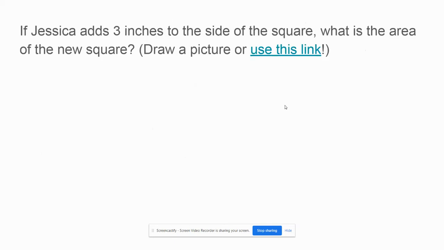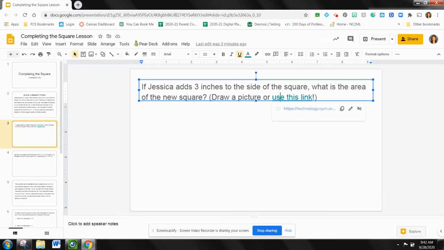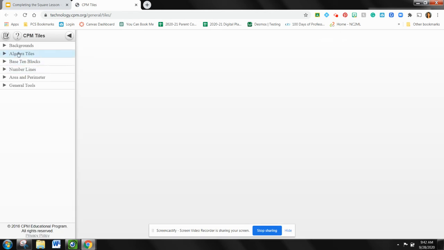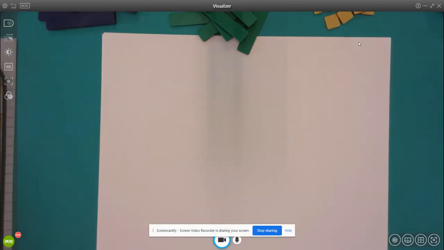So the first thing that we're going to look at is she's going to add 3 inches to the side of her square, and our goal is to find the area of the new square. I'm going to go over to my document camera. This is the link here for the virtual algebra tiles that you're more than welcome to use. You go under this tab that says algebra tiles. These would be your X tiles, these would be your X squared tiles, and these would be your 1 unit tile.